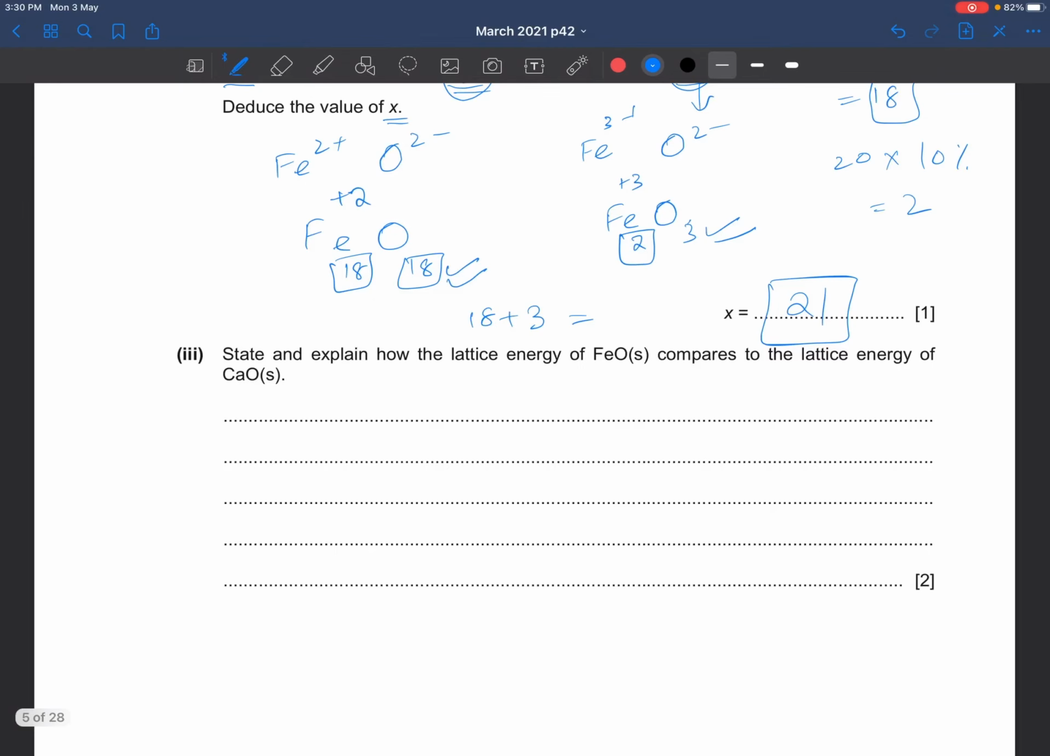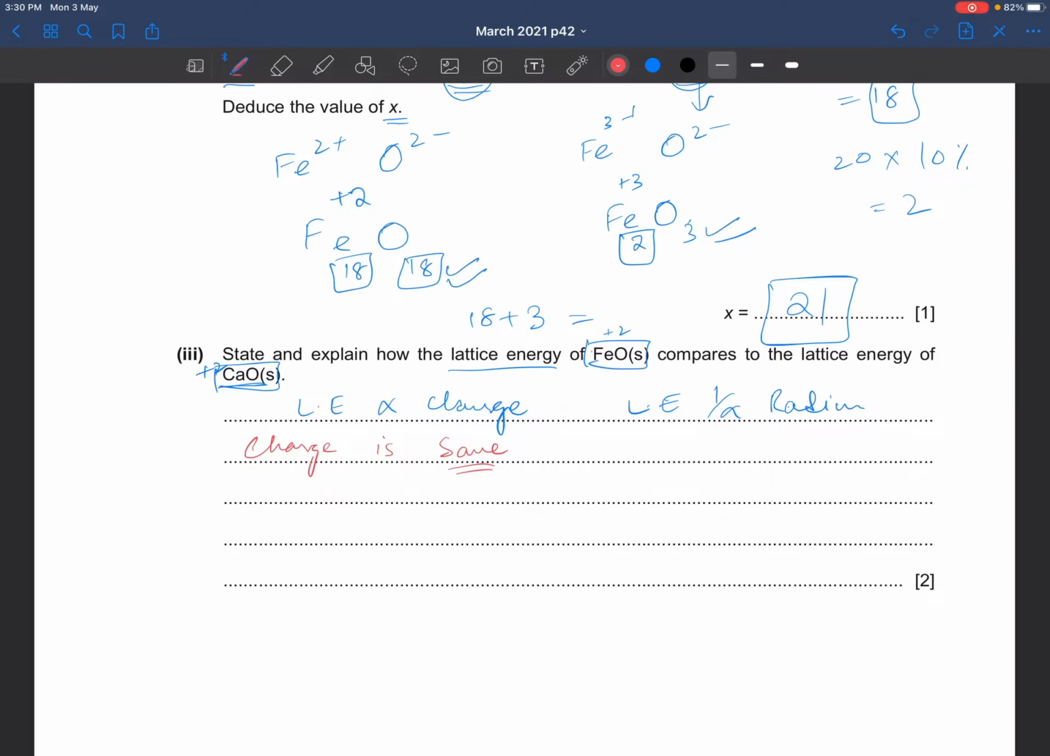Then next they are saying, state and explain how the lattice energy of FeO compares to the lattice energy of CaO, iron 2 oxide lattice energy compared with the lattice energy of calcium oxide. And lattice energy, you all know this thing, that lattice energy is directly proportional to charge, and lattice energy is inversely proportional to radius, cationic radius. Now charge is similar, right? Fe+2 and Ca+2. So charge is same. Charge is same. So no effect of charge on lattice enthalpy.